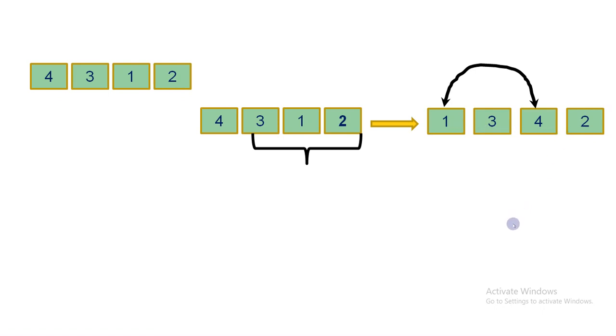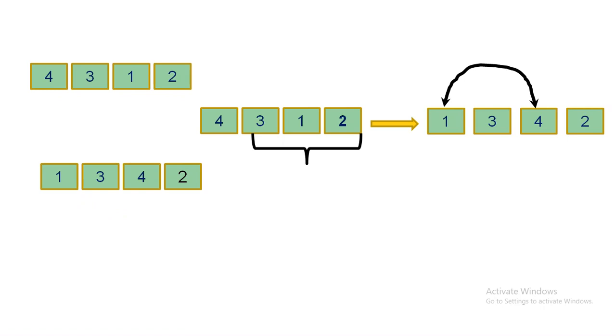1, 3, 4, 2. After the first iteration, we can see that this is a partially sorted array. So once again, it will be subjected to the second iteration. And when the second iteration takes place, this one, which is already in its pride of place in the sorted array, will never be included for sorting further. Therefore, as the iteration goes by, the number of elements will be reduced by one.